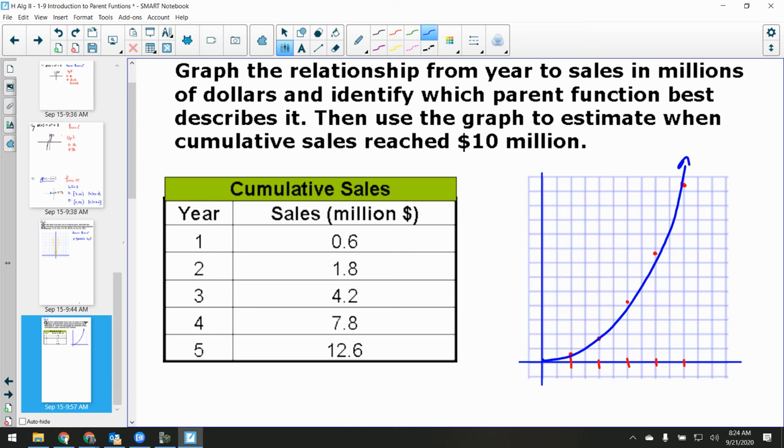Okay, then use the graph to estimate when the cumulative sales reached $10 million. I'm going to go here and say, where is 10 million on my y values? 1, 2, 3, 4, 5, 6, 7, 8, 9, 10. Okay, somewhere around right there. Let's say that's 1, 2, 3, 4.5 years. Year 4.5.